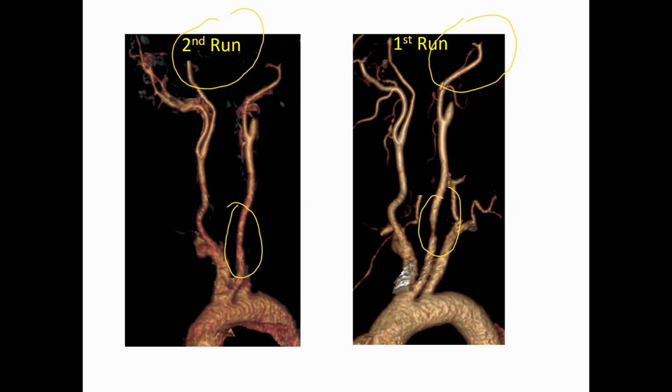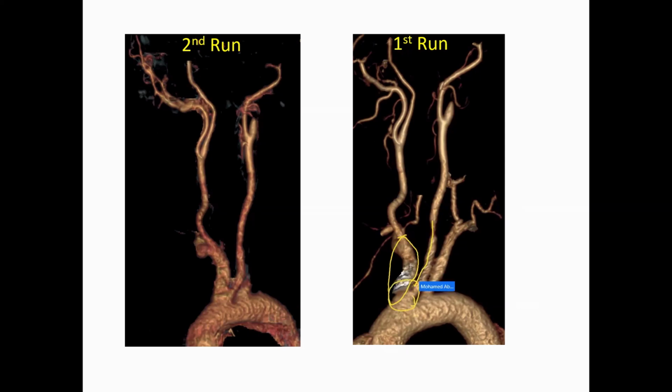Last thing that I want to add, we have something called bovine configuration of the aortic arch branches. Here, the left common carotid artery and the brachiocephalic artery arise from one common stem, and this is considered a normal variant. Normally, the left common carotid artery arises separately from the aortic arch, but this one arises with a common stem with the brachiocephalic artery.